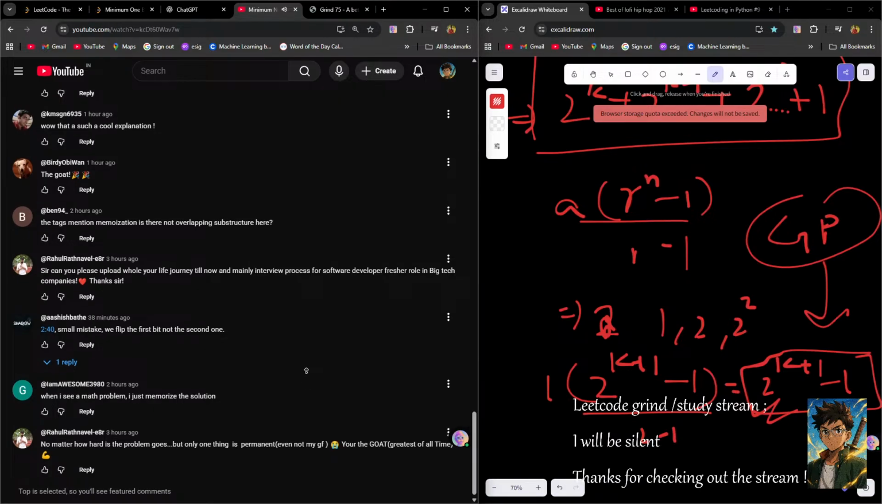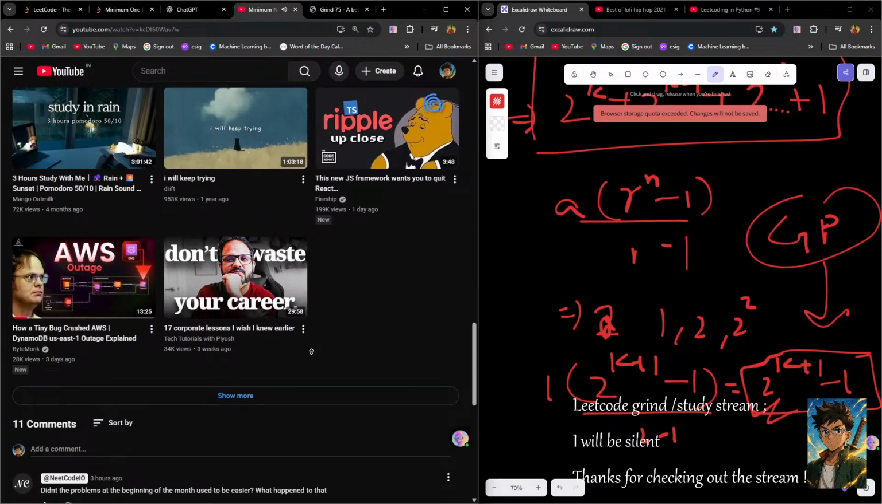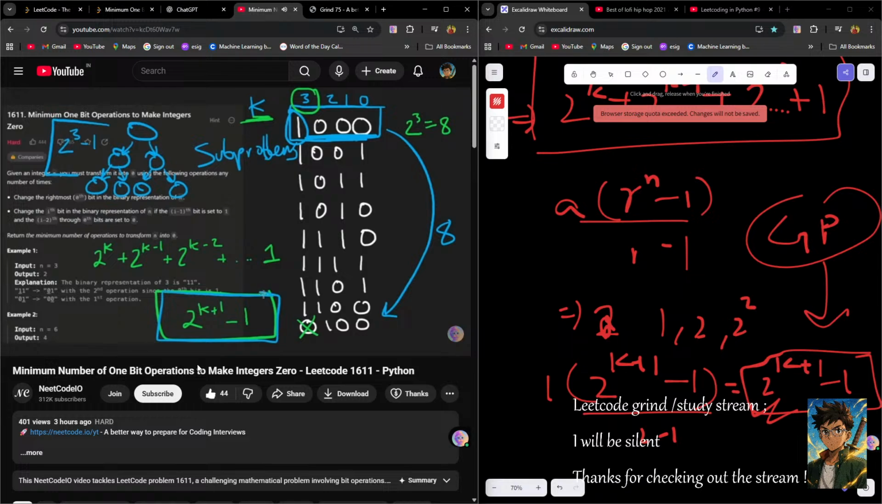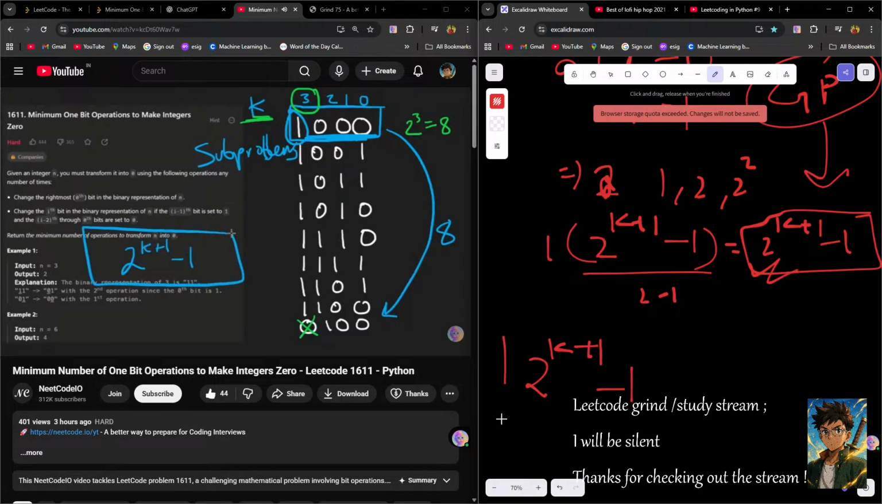I could give you the math proof, but I don't think that would even explain it. Okay, so now we have the math formula of solving only the simplified problem. It's 2 to the k plus 1 minus 1. So anytime we're given a power of 2, this is the formula. This is how many steps it takes.